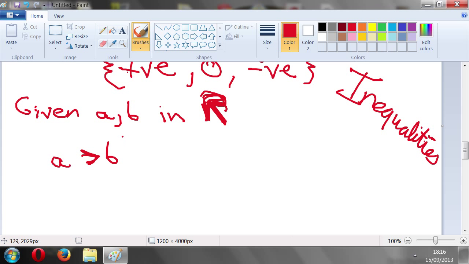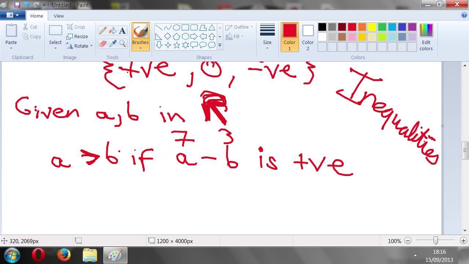So A is greater than B if A minus B is positive. So let's put some numbers there. We can see that 7 minus 3 is 4. So the answer is going to be 4 here. So that's true, and then we can say that A is greater than B, which it is.